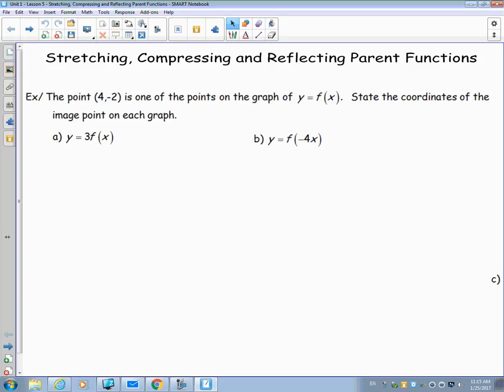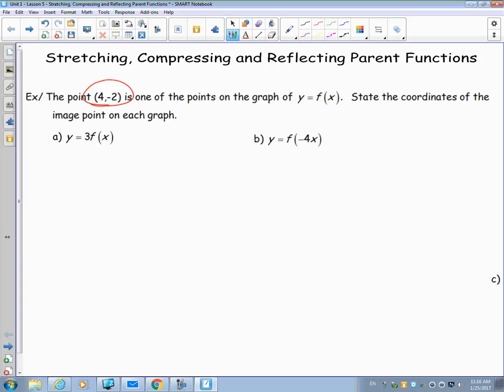Okay. Everything we've done with regular old functions, any random functions, you can do with a parent function, because parent functions are functions. So let's start off simple. Let's pretend that in one of our parent functions, we had a point (4, -2). I don't know what the parent function is at this point, but it's a parent function. Can I find the coordinates of the image point? An image point is something that happens after you transform a point.